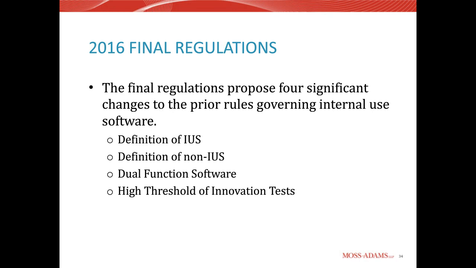That's the technical term for the additional 3-prong test that is added on to your usual 4-part test that Star mentioned at the beginning of the presentation. Any usual R&D credit claim will have to pass that 4-part test. For internal use software, you will have an additional 3 prongs that you have to satisfy in order to include an internal use software claim. And so that 3-prong test is the high threshold of innovation test.